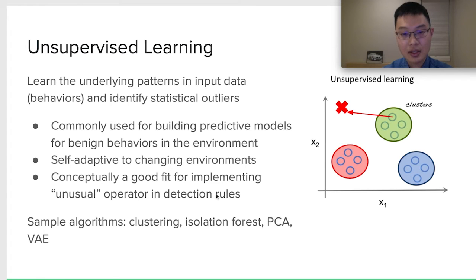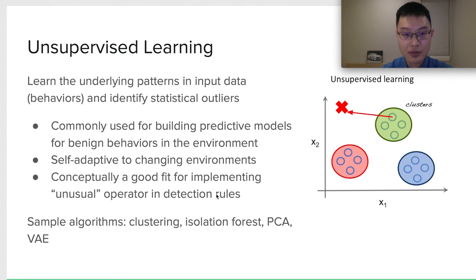So one possibility of applying AI/ML for the detection of suspicious PsExec involves using unsupervised learning algorithms. Unsupervised learning algorithms are algorithms that can identify underlying patterns in input data and mark statistical outliers. These algorithms are commonly used for building predictive models for benign behaviors in the environment, and they are capable of self-adapting to changing environments, for example, introduction of new users or devices, as well as changing underlying behaviors.